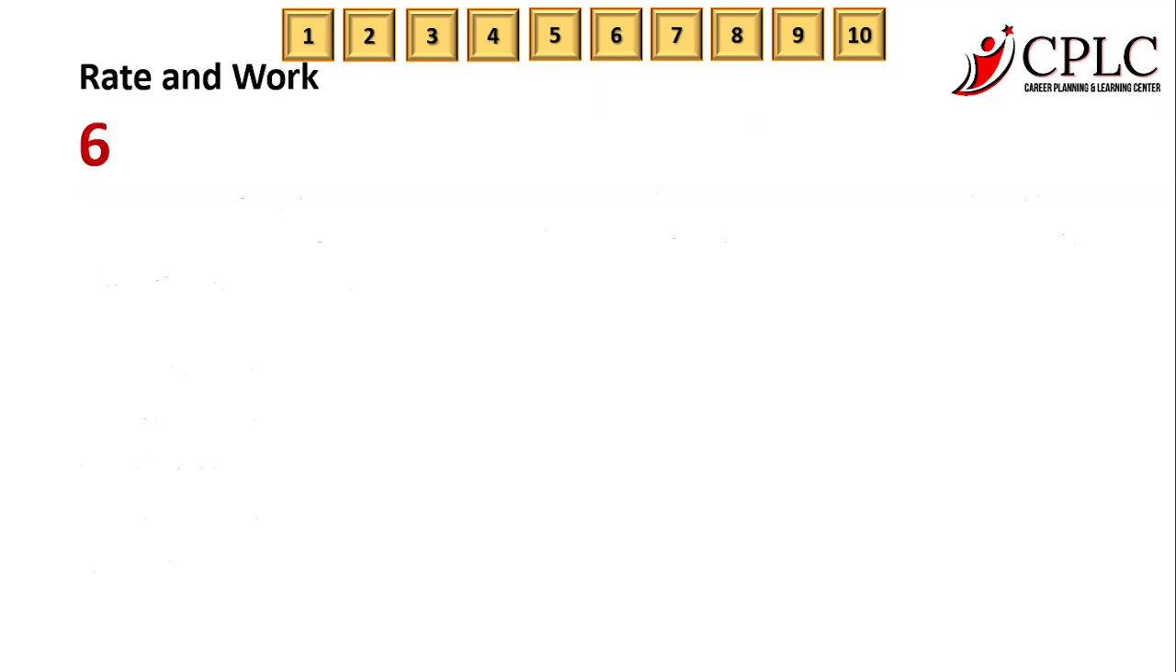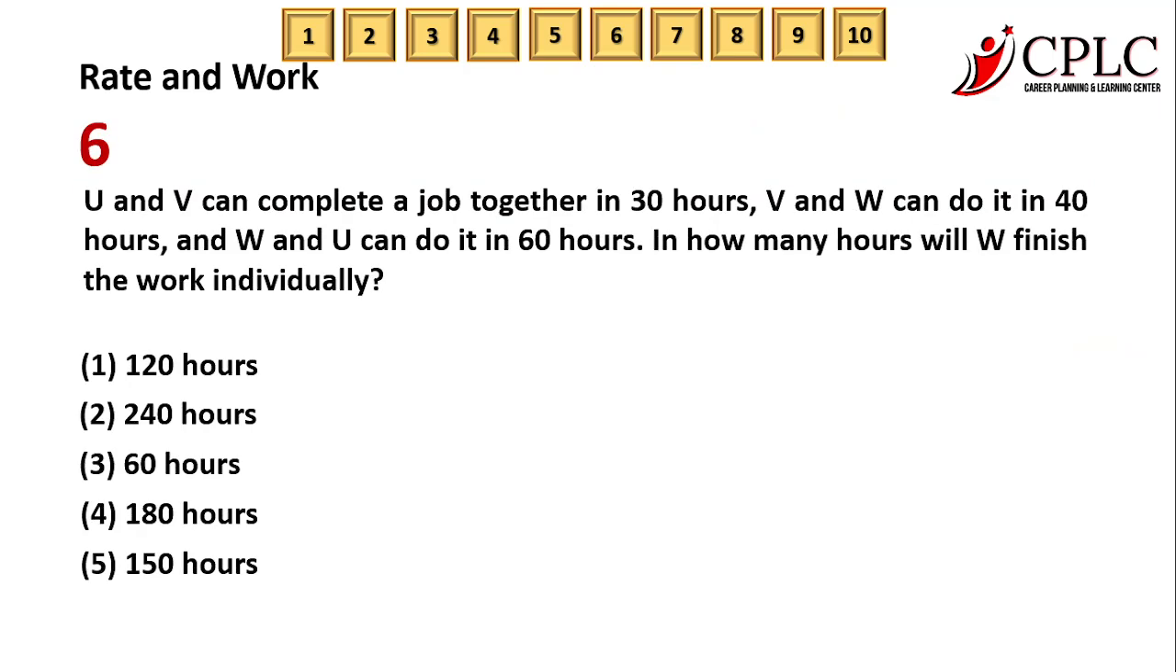Let's look at the next one, the sixth one. U and V can complete a job together in 30 hours. V and W can do it in 40 hours. And W and U can do it in 60 hours. In how many hours will W finish the work individually?